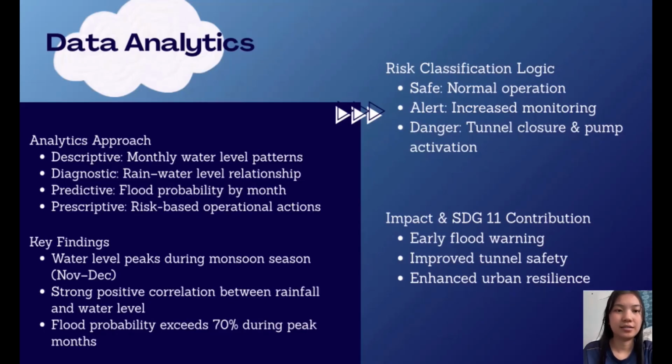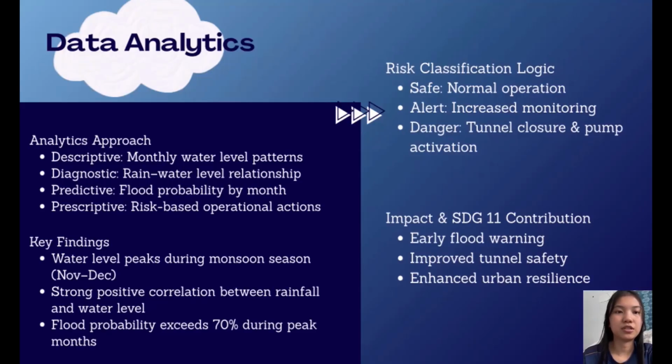Okay, next slide. The data analytic approach is what I explained just now, the 8 graphs: descriptive, diagnostic, predictive, and prescriptive. And then the key findings: the results show that water level peaks during the monsoon season, particularly in November and December. A strong positive correlation was observed between rainfall and water level. In addition, the flood probability exceeds 70% during peak months, indicating significantly elevated risk periods.